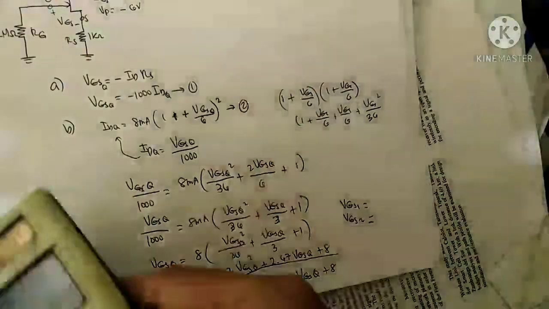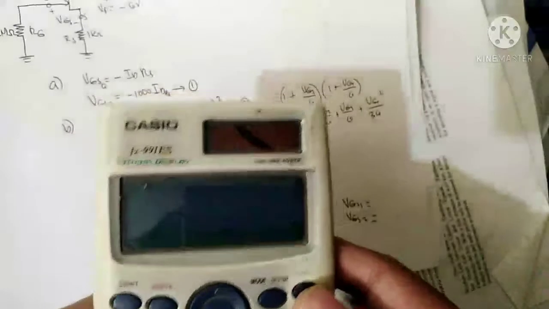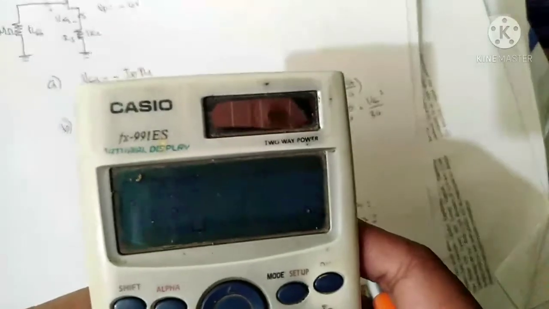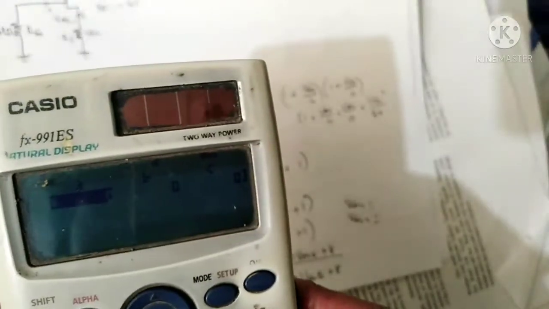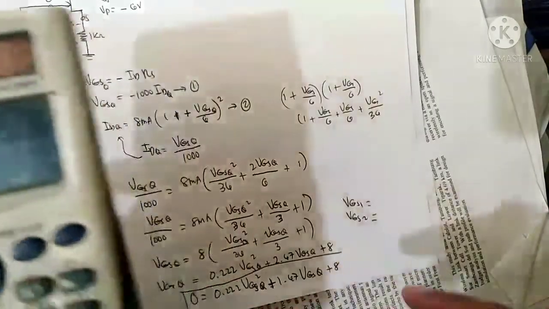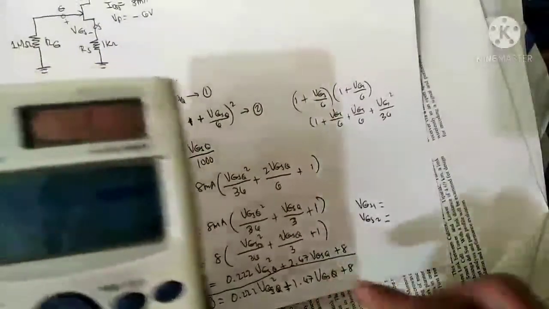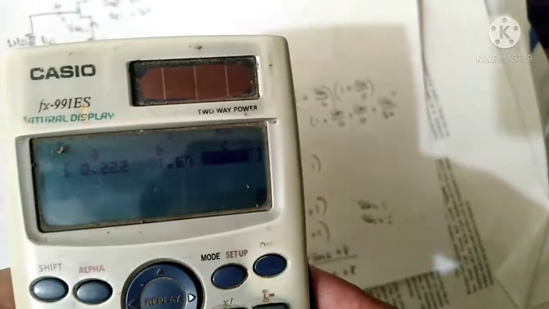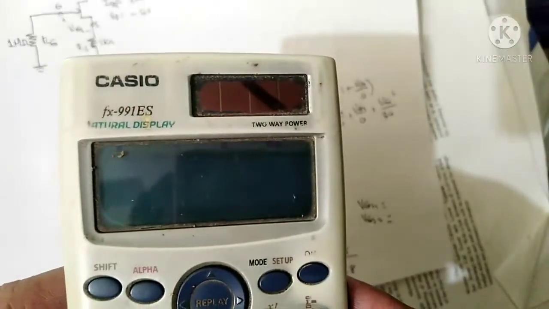So in using your calculator, you're going to use mode, then 5. You're going to use the quadratic, number 3, and enter the values. This one 0.222 and then 1.67, so it should be in this form, then 8 as the C, and then that's it.